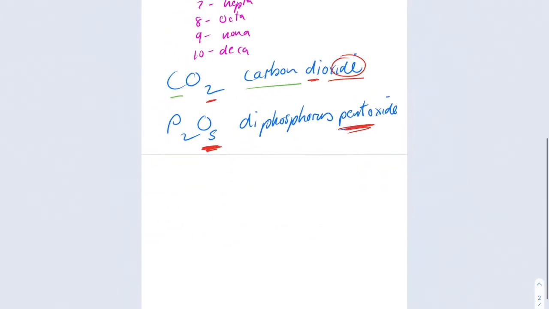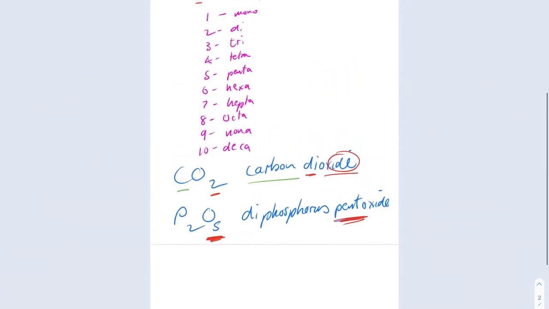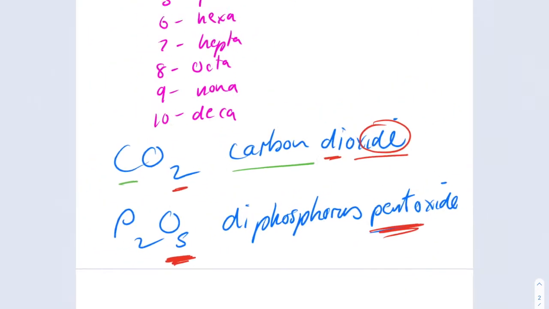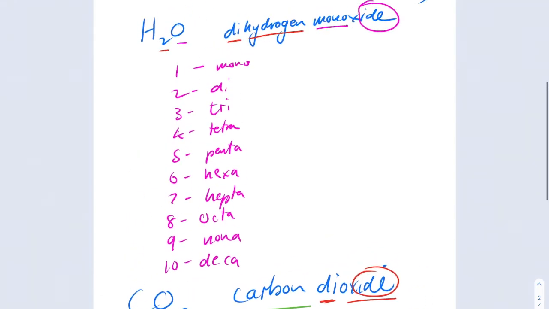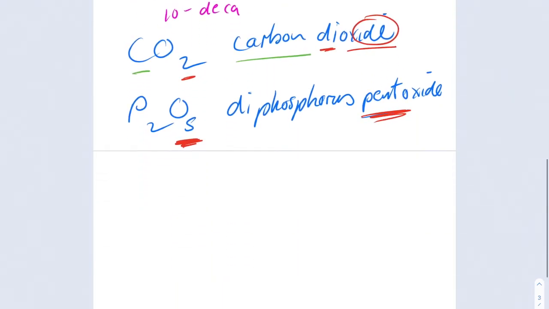What about changing it around? What about writing the formula if you are given the name? That's just the reverse. If I gave you the name diphosphorus pentoxide, you know there's going to be 2 phosphoruses and 5 oxygens. If I gave you carbon dioxide, you'll know 1 carbon, because there's no prefix in front of carbon, and then 2 oxygens. And in the same way, if I gave you dihydrogen monoxide, which is the actual name for water, we know there's 2 hydrogens and 1 oxygen.